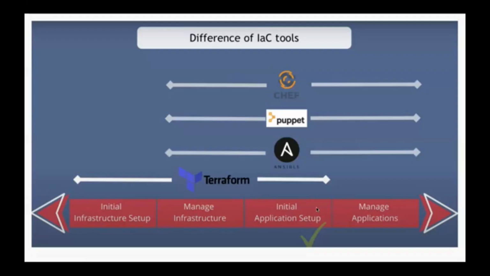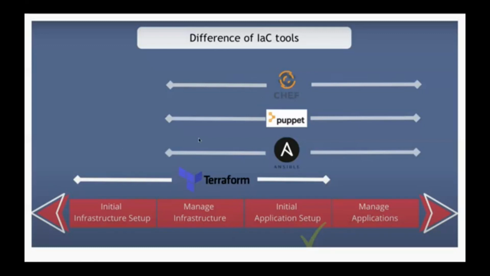the initial infrastructure setup, for managing the infrastructure, and to have initial application setup as well. But Terraform won't be able to manage the applications in the flow. So Terraform is limited till initial application setup, whereas Chef, Puppet, and Ansible cannot do the initial infrastructure setup, but they are able to manage the applications later on. So this is the difference between these infrastructure as code tools.